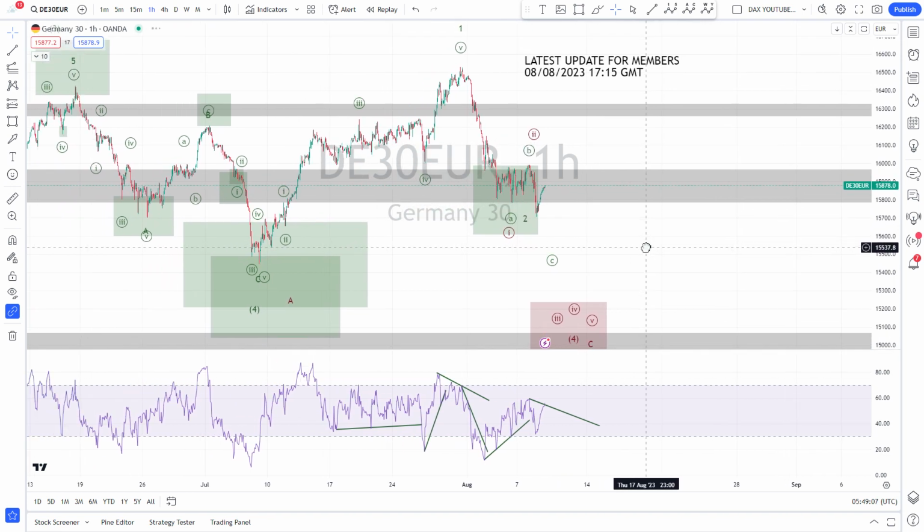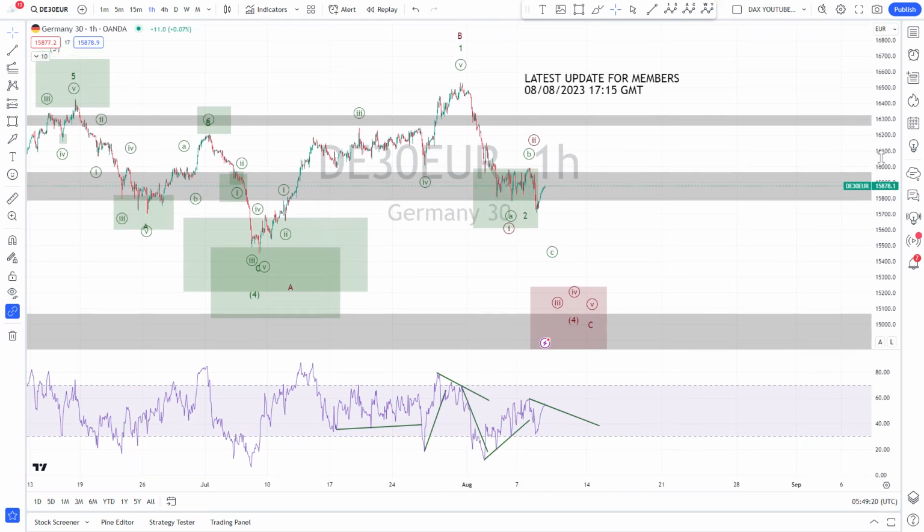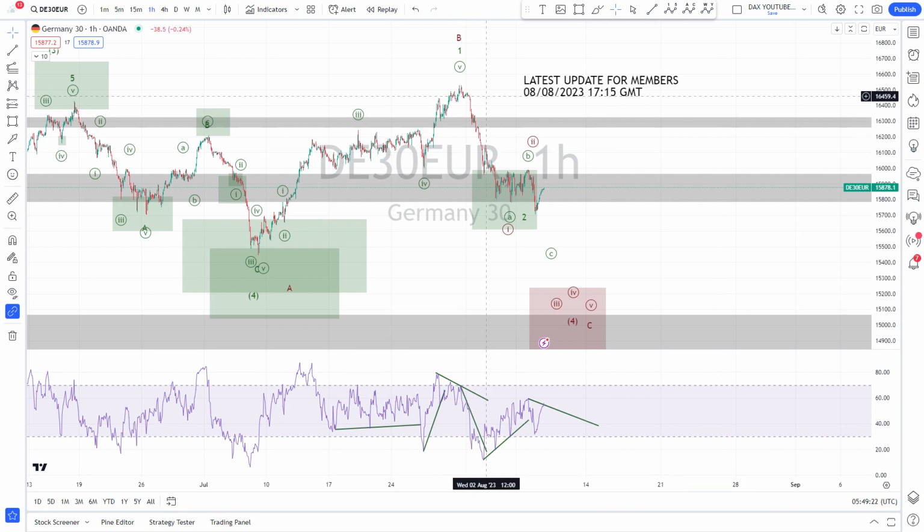So here we are looking at the 1 hour, and we are focusing on this part here. In the bullish scenario, this is wave 1. In the bearish scenario, this is wave B. And we should now try to figure out what will happen from here, or what will happen with this structure here.